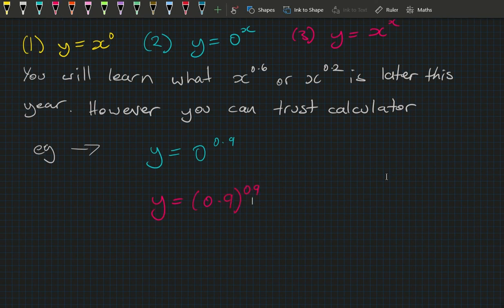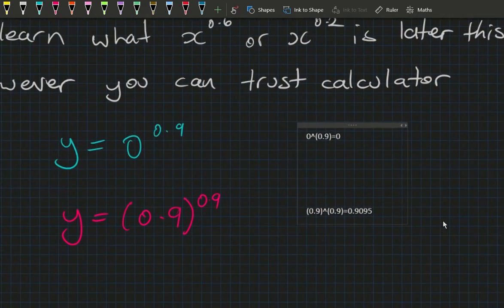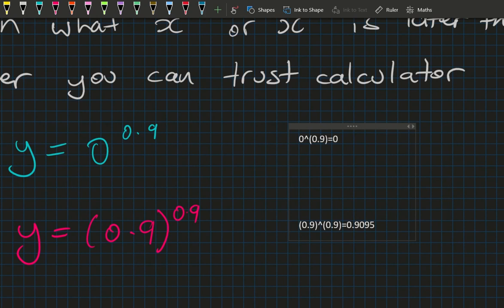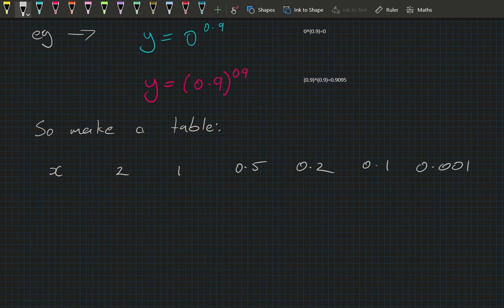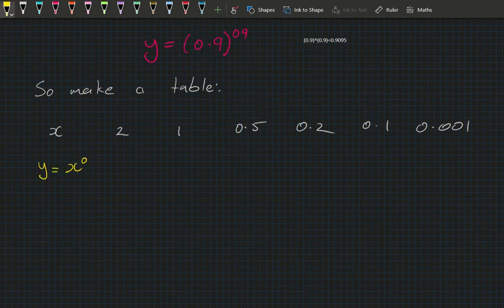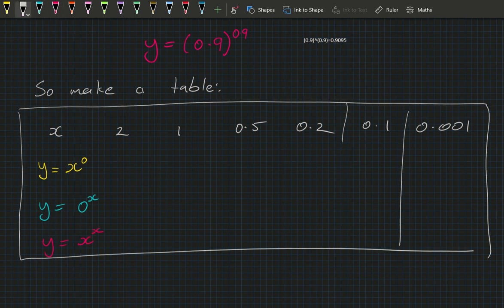And normally in a calculator, we use that arrow symbol to indicate indices. So here you can see I have 0 to the 0.9 and 0.9 to the 0.9, and if I evaluate them, I come up with the results where, no surprises, 0 to anything is 0, and 0.9 to the power of 0.9 is this number that's nearly 1. So we can now make a table like this with x values of 2, 1, 0.5, 0.2, 0.1, 0.001. Underneath that we can write the function names and close off that table.